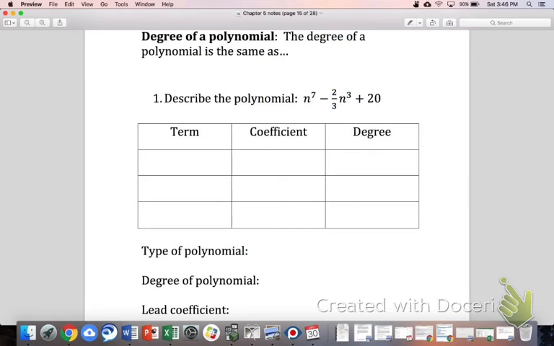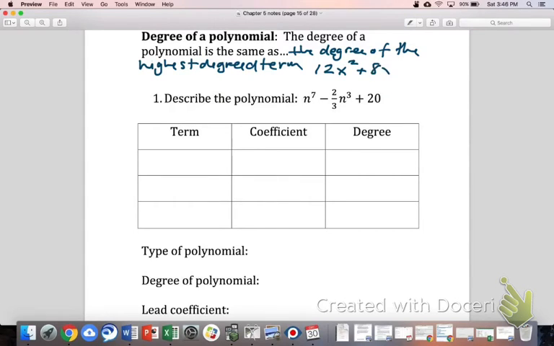The degree of a polynomial, so not just one term of the polynomial, but the whole thing, the degree of the polynomial is the same as the degree of the highest degreed term. So a brief example of that would be 12x squared plus 8x minus 9.